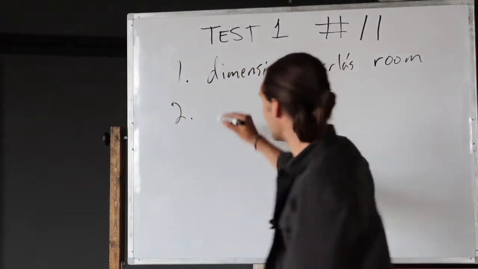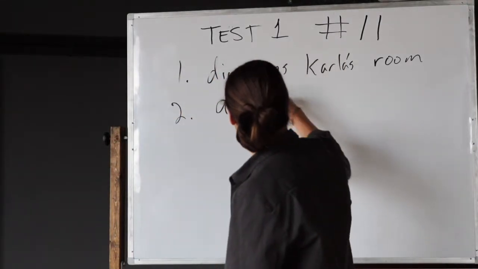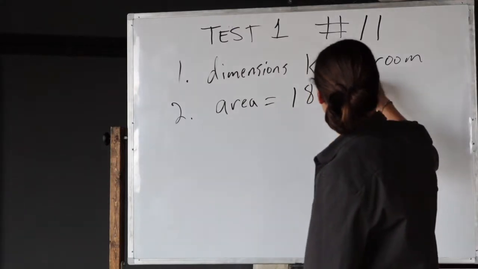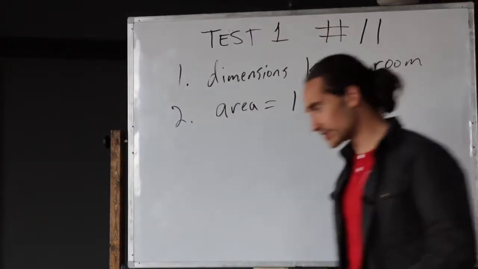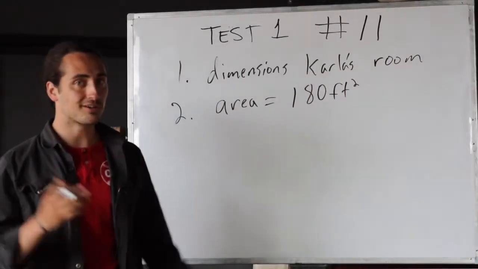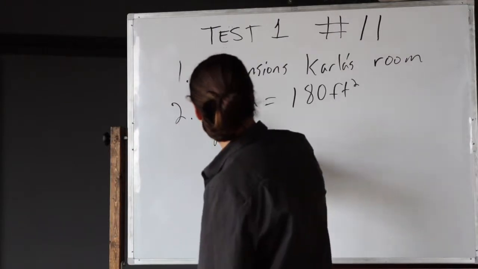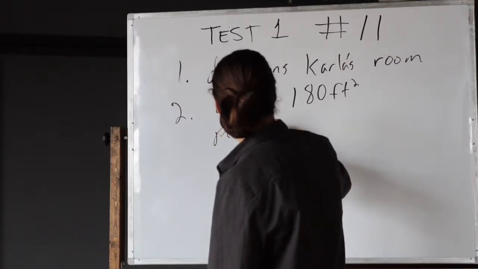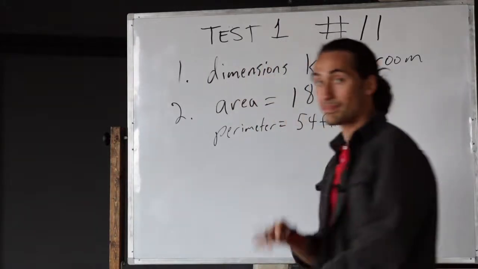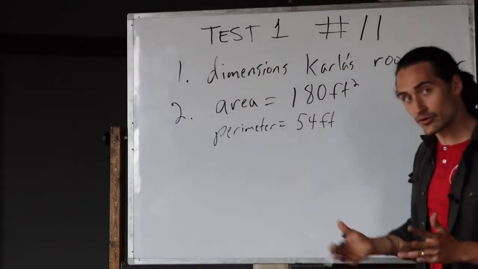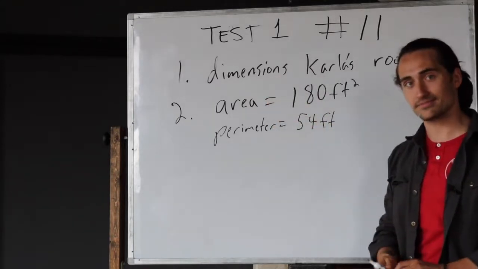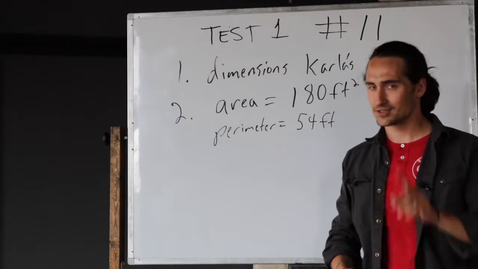So when asking what do I know, the area equals 180 square feet, and I also know that the total perimeter is 54 feet. Now this is great information. However, the question isn't asking us for area or perimeter, it's asking us for the dimensions. And we don't have those. So how do we get them?